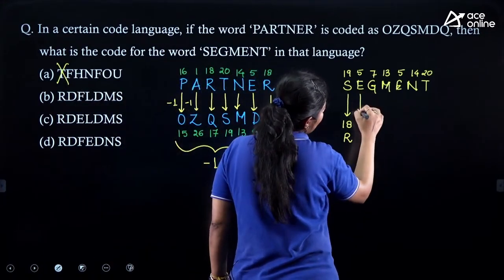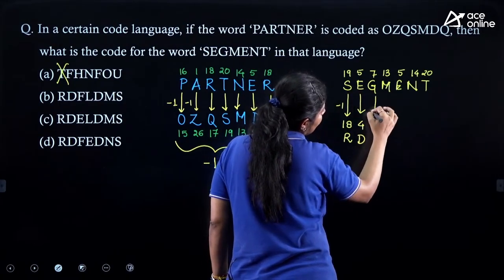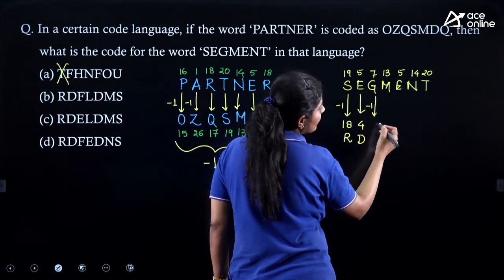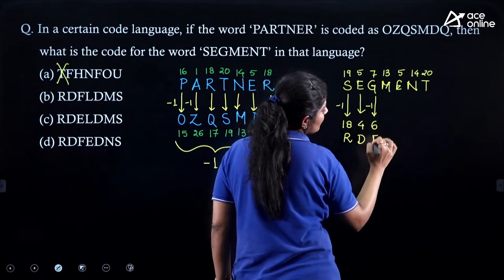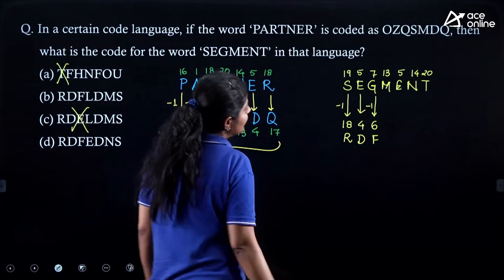The next one, minus 1, 4. 4 is associated with D. Minus 1, it will become 6, and 6 is associated with F. That means R, D, F. Option number C is eliminated.